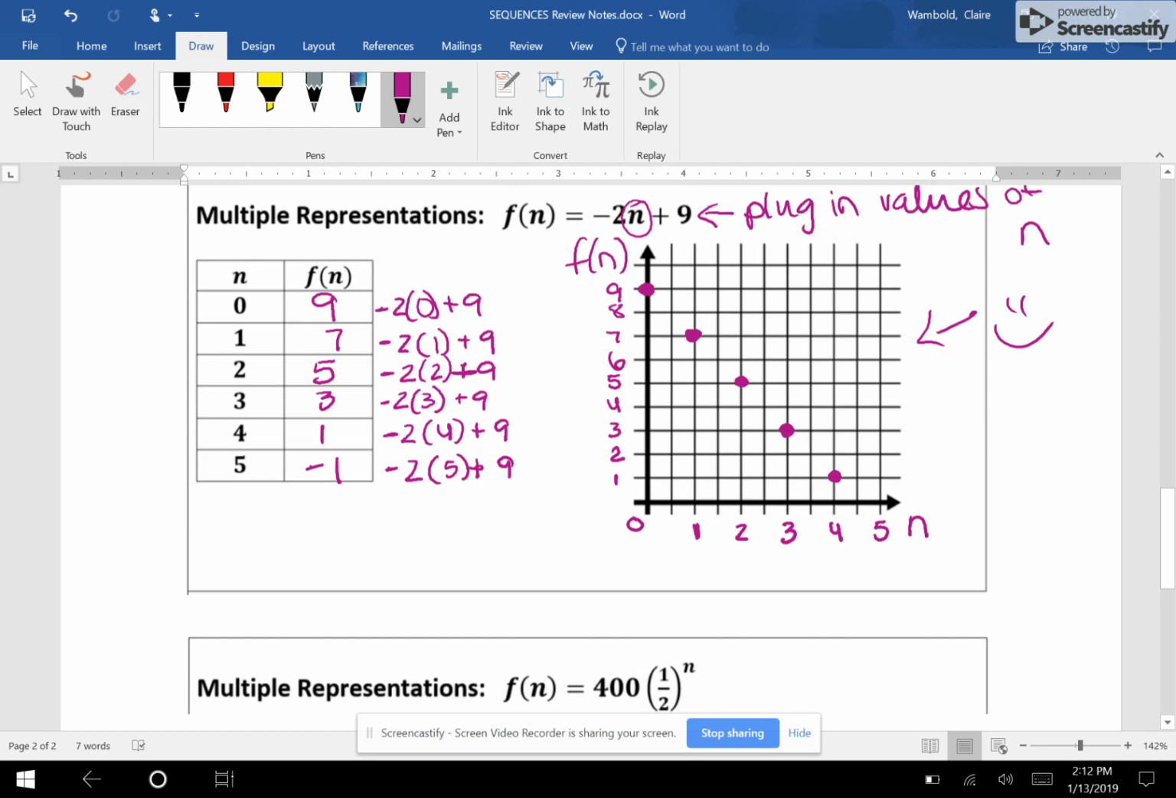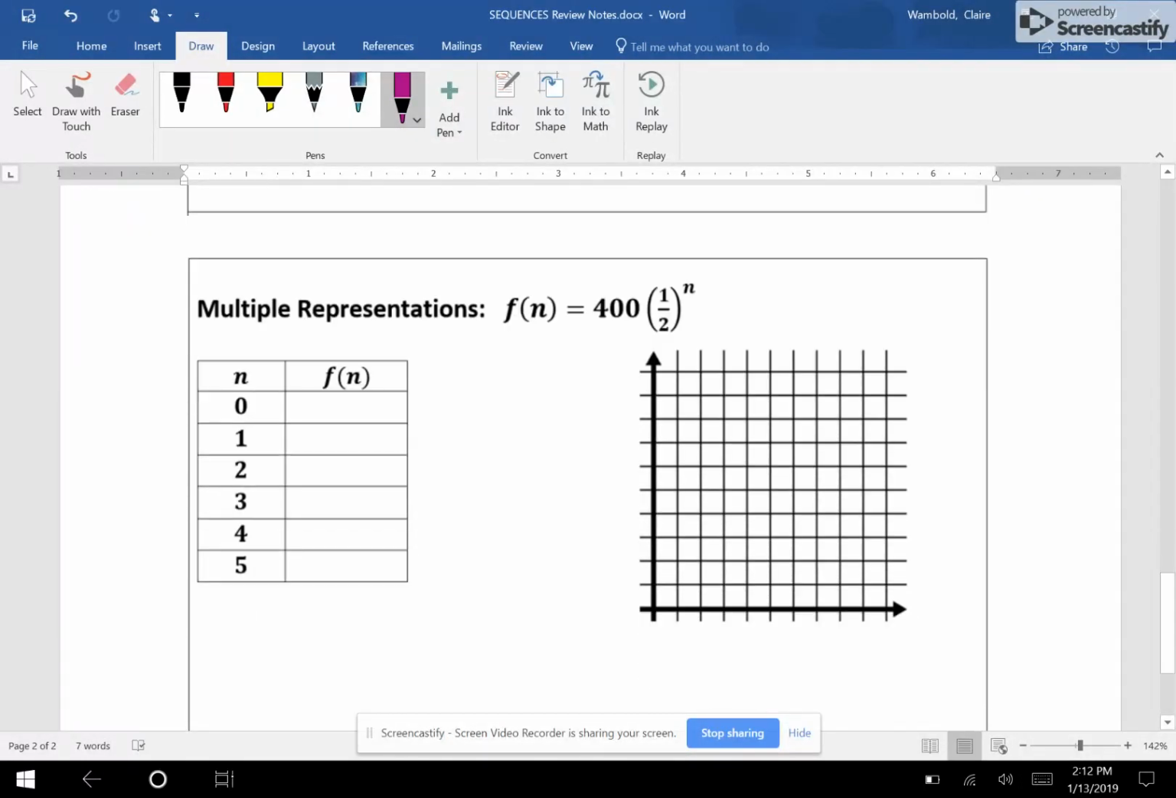We do the same exact thing whether it's a geometric sequence or an arithmetic sequence. So again, plugging in a value for n here. This one just requires a little bit of finesse with the calculator, knowing how to use those exponents. This is 1/2 to the power of 0. I do the exponents first, order of operations. So that's 400 times 1, since 1/2 to the power of 0 is 1, and this makes a grand total of 400. Then 400 times 1/2 to the power of 1, that's 1/2 times 400, which is 200.